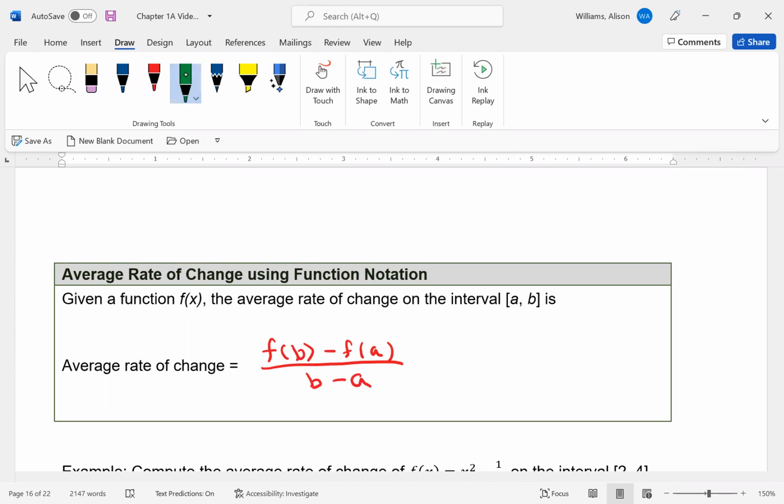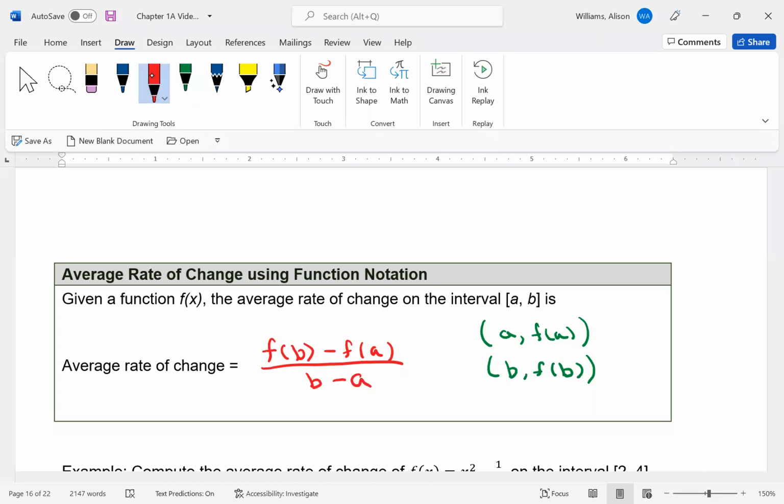So what we're doing is we're treating the ordered pairs as a and f of a, that's the y value evaluated when x equals a, and then b and f of b, that's the second ordered pair for when we evaluate when x equals b, and we plug it in and find out what the y value is. So that's the alternative notation. Instead of saying y1 and y2, we're using f of a and f of b, because it's matching it with the input value that we're talking about.